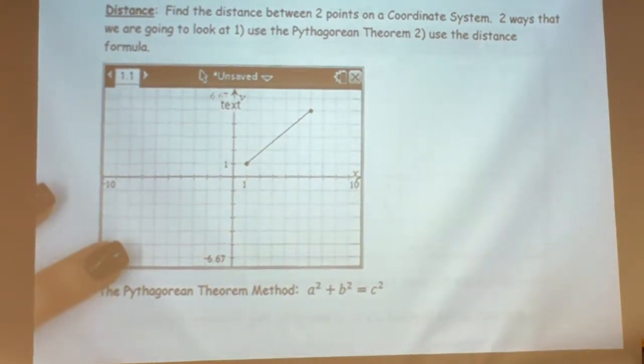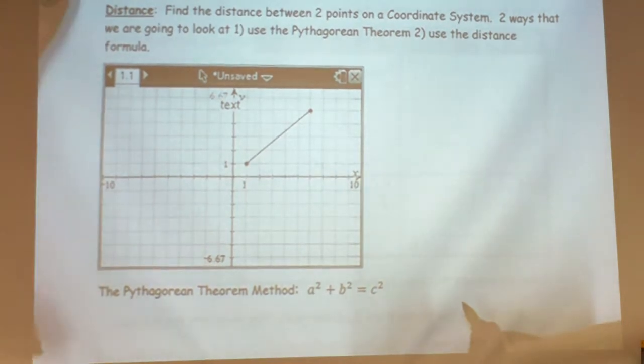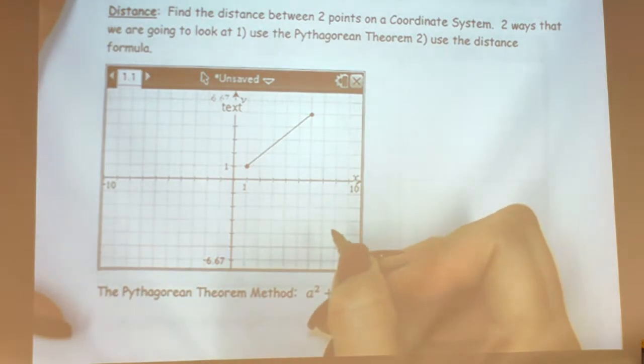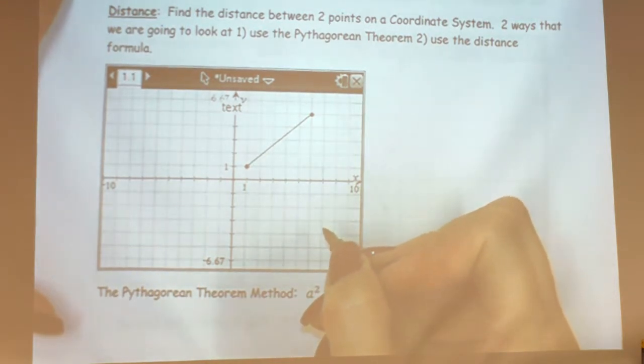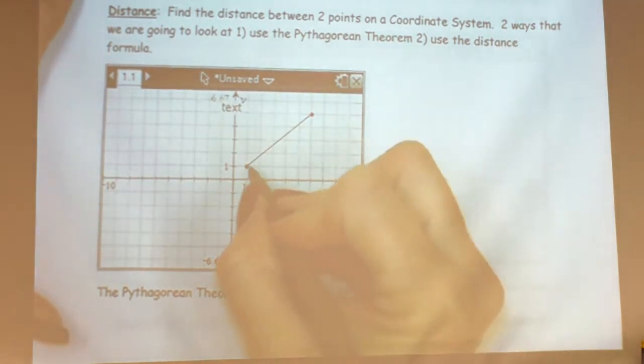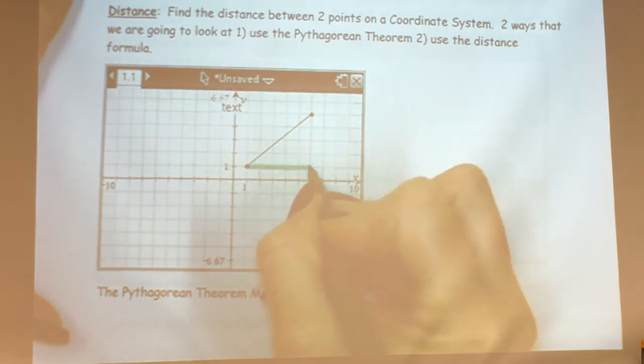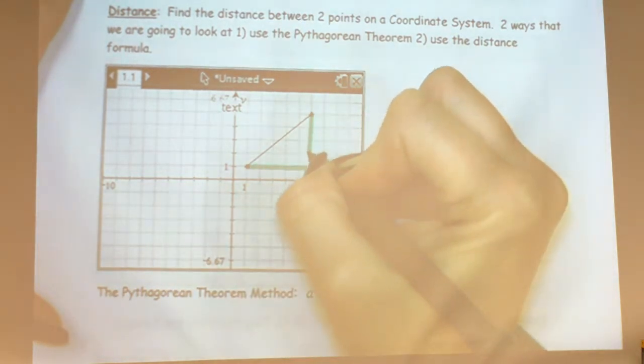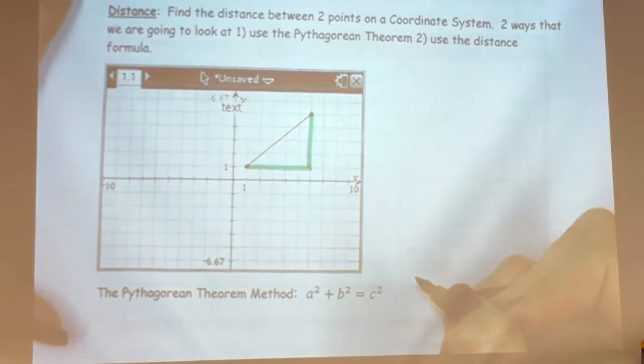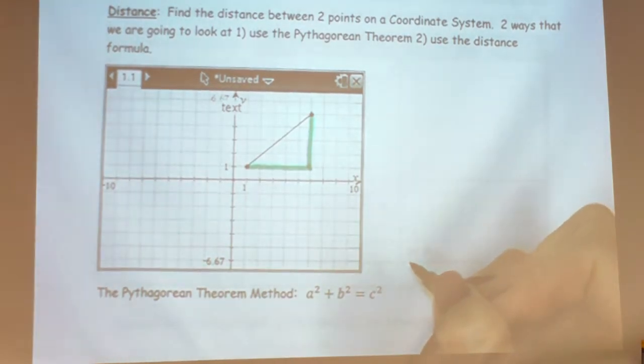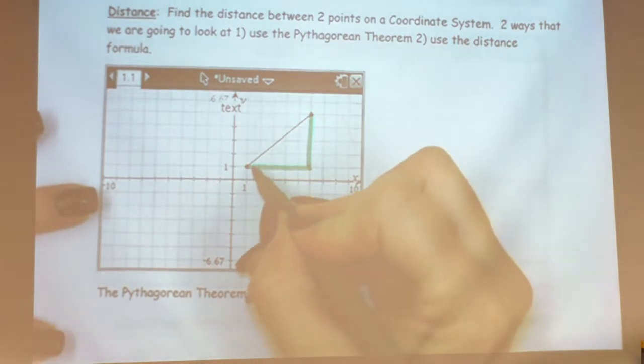To find the distance between 2 points, there are 2 ways we're going to use. First we're going to do the Pythagorean theorem. So in order to use the Pythagorean theorem, we need to create a triangle. So I am going to create a triangle with the segment on there, and then I need to find the lengths of the 2 sides. So I'm going to count the squares.